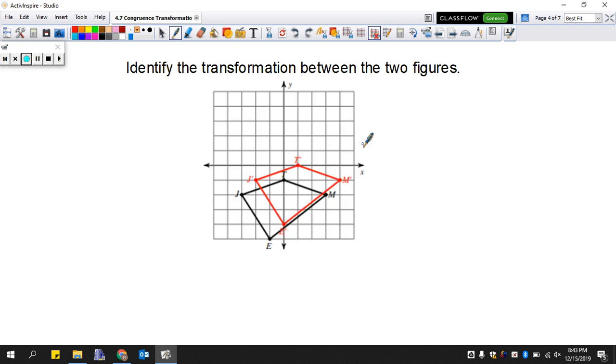Once again, this one you can tell is just translated. If we go from the black image to the red image, we go 1 space up and 1 space to the right on every single vertex. So this again is a translation.